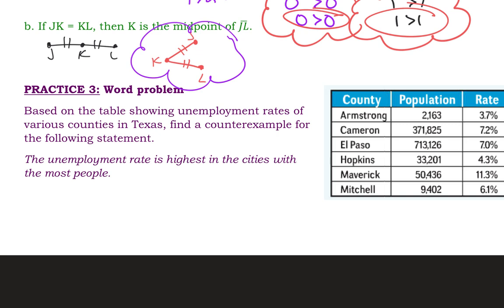Mitchell. Why Mitchell? Because it has a low population and the unemployment rate is higher than Hopkins, the higher one. Oh, is there a better one though? Maverick. Why Maverick? Because it has the highest percent with one of the lowest populations. Yeah, it has the highest rate with one of the lowest populations, right?